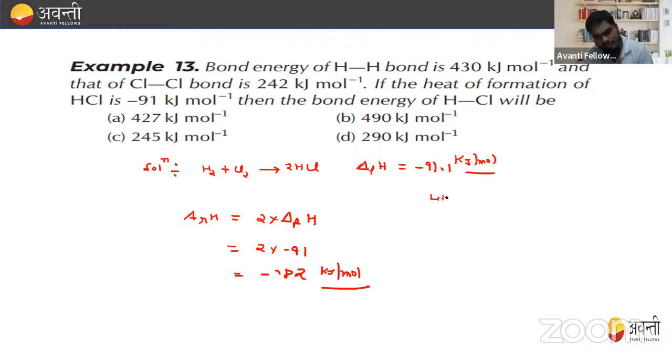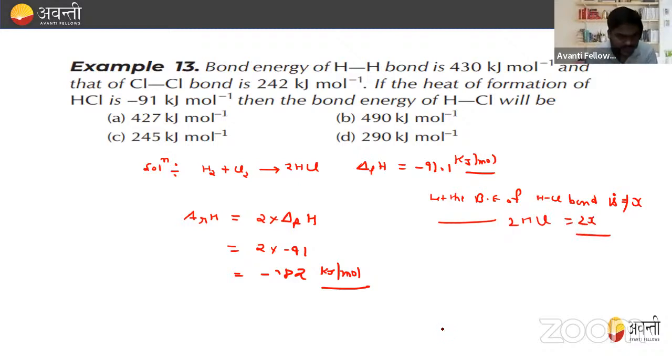So let the bond energy of the HCl bond be X, right? Just assume this. That is, the bond energy of the HCl bond is equal to X. Similarly, for the 2 moles of HCl, it will become 2X, right? It will become 2X. Okay.